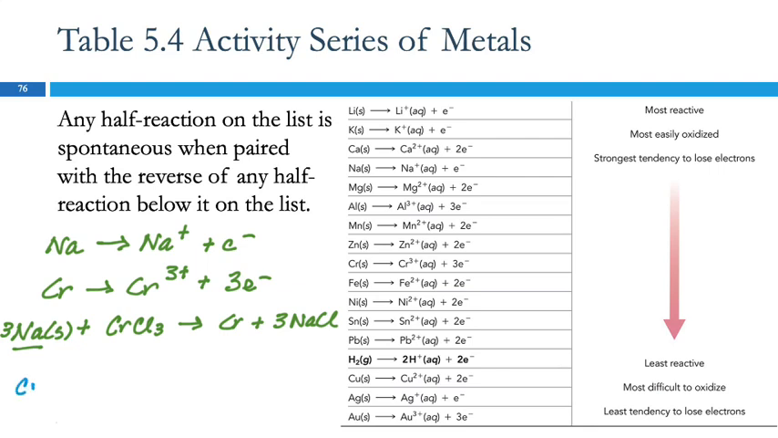What if chromium's going solo, and sodium has a date, and then we're going to see sodium going home solo, and chromium leaving with the date. Is that going to happen? Well, if the first one happens, the second one's not going to happen because it's the opposite. But looking at this, here I've got chromium solo, chromium with a date.